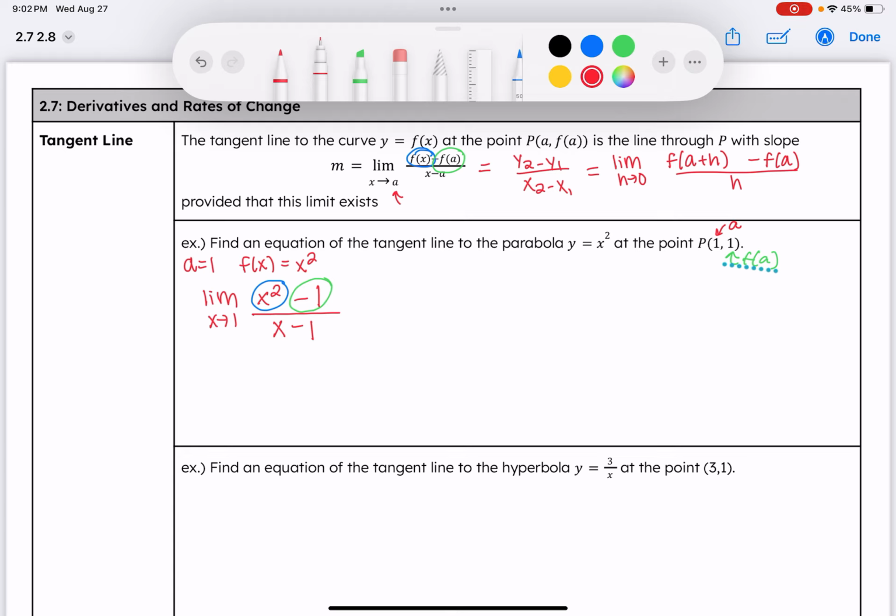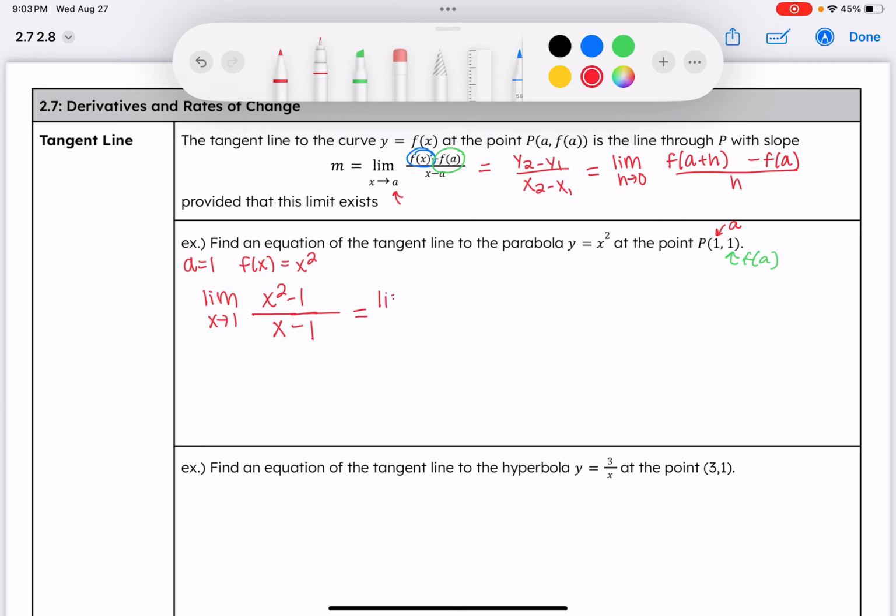All right, so I'm going to erase these colors here. Going to erase these colors and just write this so it's nice and neat when I post this on Classroom. All right, so here's my limit notation. From there, I'm going to see if I can simplify anything.